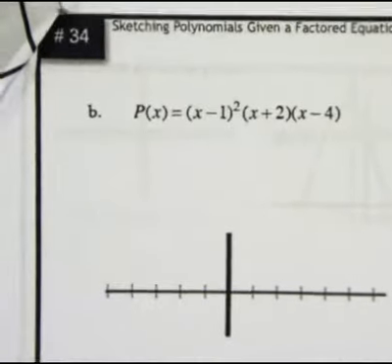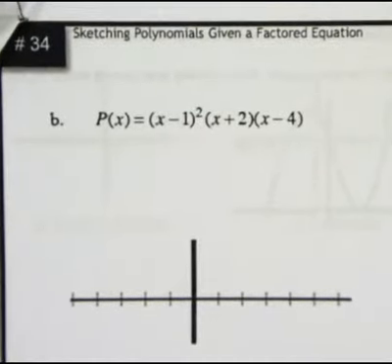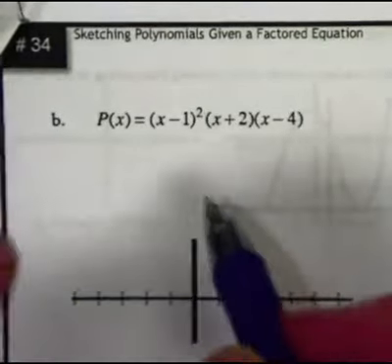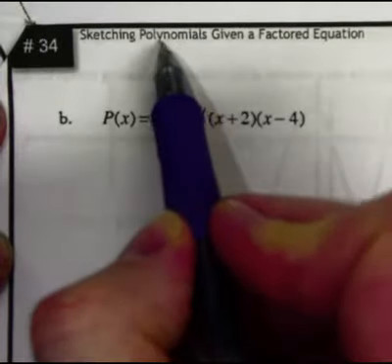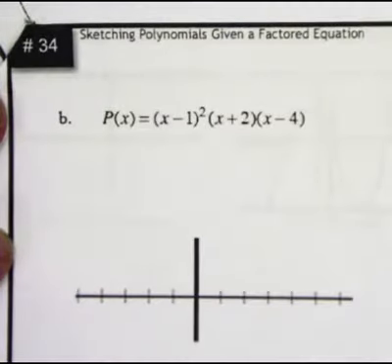Let's take a look at target 34, sketching the polynomials given a factored form of the equation. You guys, this is kind of fun. Once you get the hang of this, this is a pretty good activity. So we're sketching the polynomials. The polynomials are those roller coaster kind of shapes, so I get to sketch it.